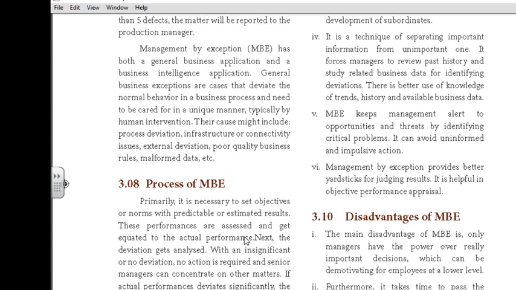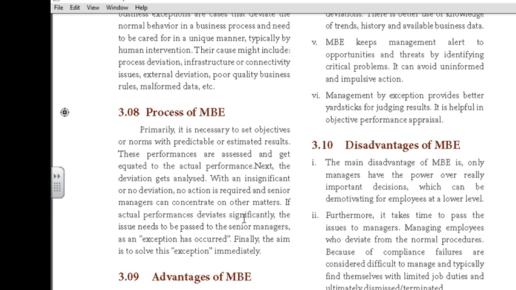Next, the same thing you learned in MBO, here you are going to learn the process of MBE. Similarly, a set of objectives and norms is established with periodical estimates, and performance is assessed and compared. Next, the deviations get analyzed. When there are insignificant deviations, no action is required and the senior manager can concentrate on other matters. If actual performance deviates, then issues need to be passed to the senior manager where an exception has occurred. Note it down. And finally, the aim is to solve the exceptions.